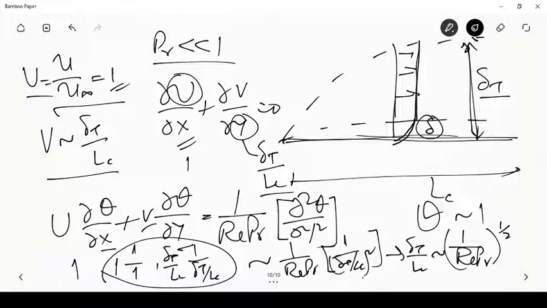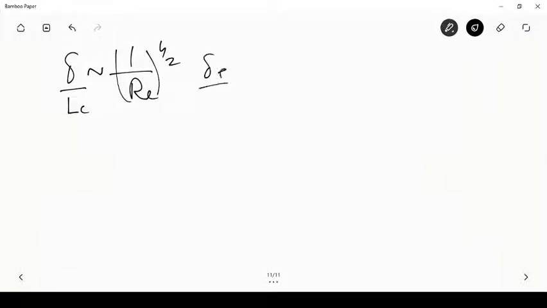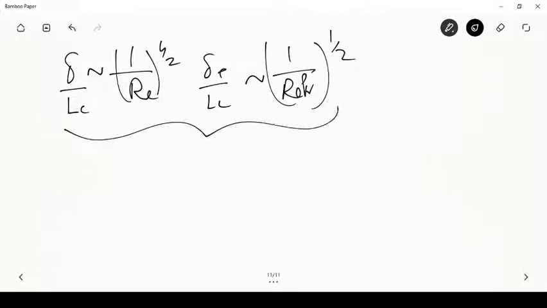So what happened? We have a very similar result as in the case of the velocity case, except that there is a Prandtl number here. So what do we get? We have delta by LC is of the order of 1 over Re to the power of half, and delta t by LC is of the order of 1 over RePr whole to the power of half. This is the difference that you get.